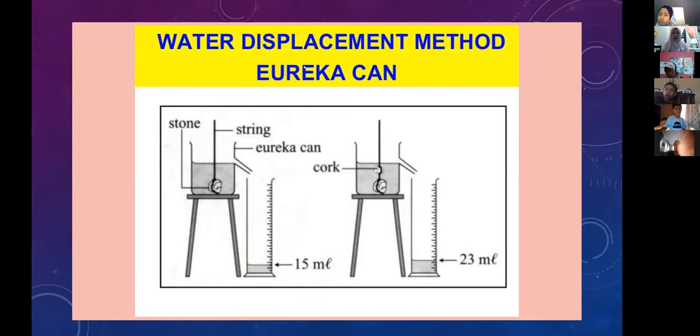Okay, next, teacher want to measure the cork. Cork ni dia terapung. So teacher ikat dia. Then bila teacher put the cork inside the Eureka can, ada lagi air keluar. So this is the final volume of the measuring cylinder. So macam mana teacher nak tahu cork ni? So we have to take the reading of this measuring cylinder, 23 ml minus 15. So we will get the volume of the cork. Okay, 23 minus 15 is equal to 8 ml. Okay, sama macam tadi, 8 ml. Okay, next, let's see. Ada lagi tak slide teacher?